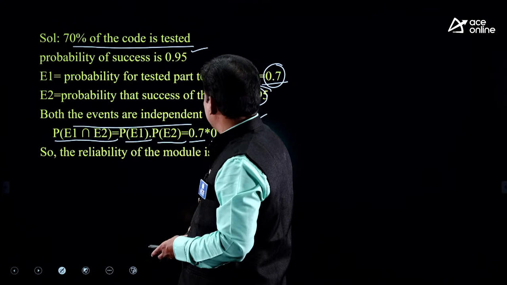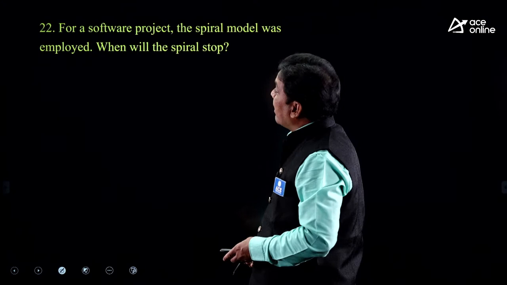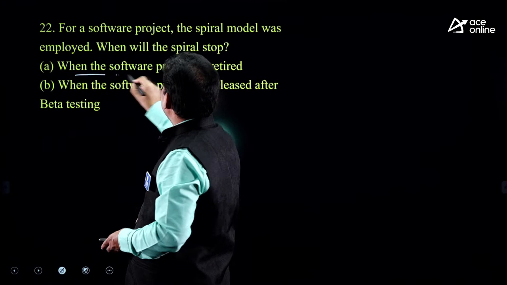0.665. And for a software project, the spiral model was employed. When will the spiral stop? So, when is the spiral model going to stop? When the product is retired, is it? Then only the spiral model will be stopped, right? The answer is A.